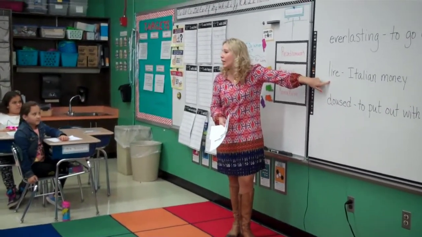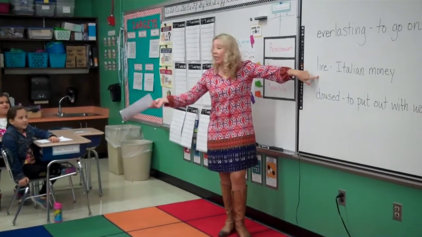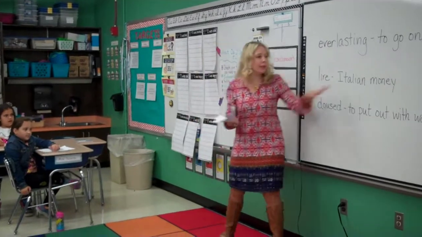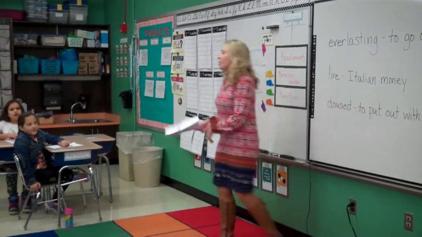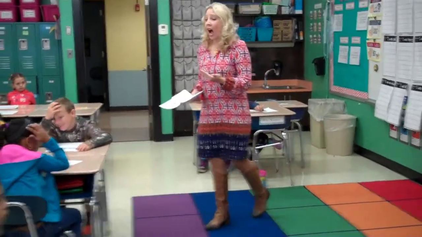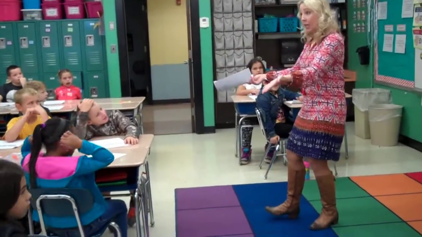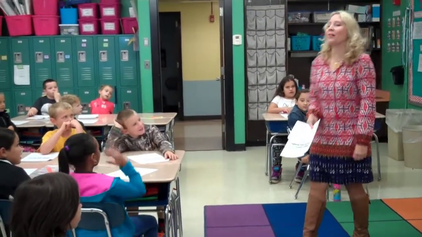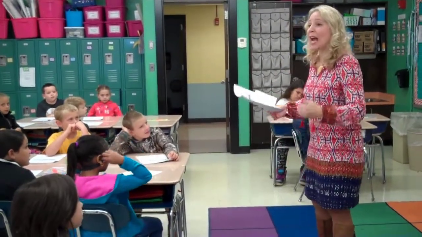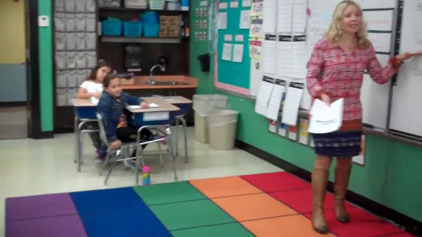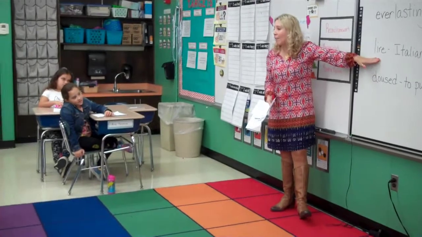Our next word is an Italian word. This word is lira. What word? Lira. Lira is Italian money. What is lira? Italian money. So if I went to Italy and I went to a restaurant and I had dinner, I could pay with lira. So if I went to a restaurant and I had dinner and I paid, I could pay with lira. And if I was over in Italy and I had to take a bus, I might give them some lira.